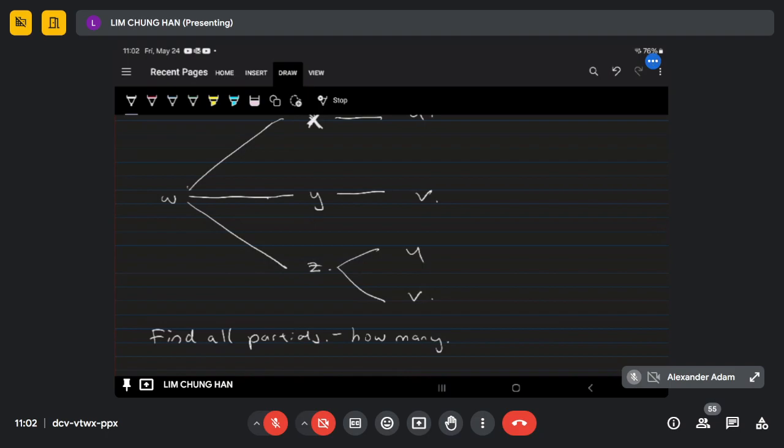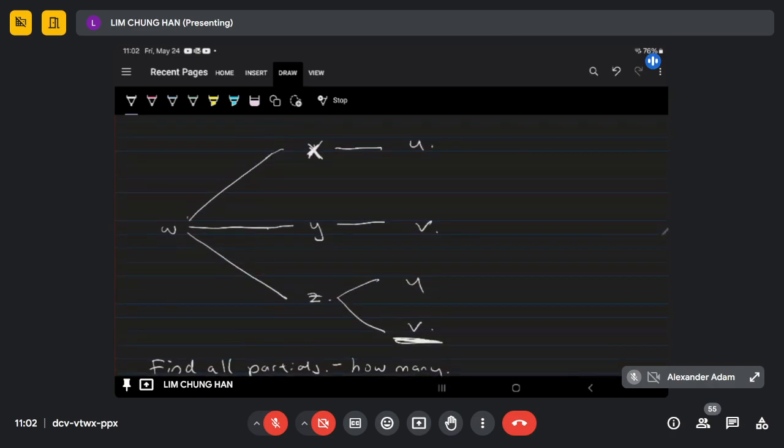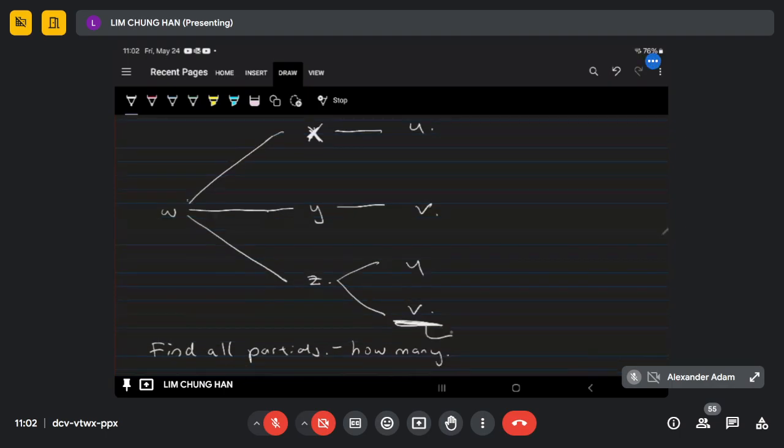So the way to find how many partials is, again, look at the last column. In the last column, how many different variables do we have? Only 2 variables, which is u and v. Therefore, you have 2 solutions or 2 partials.